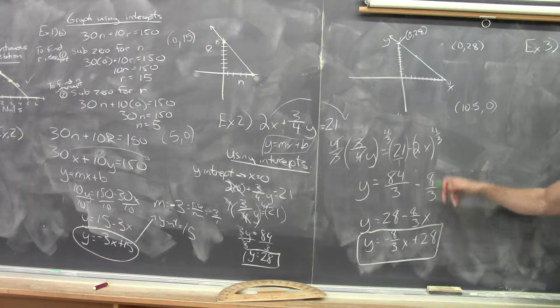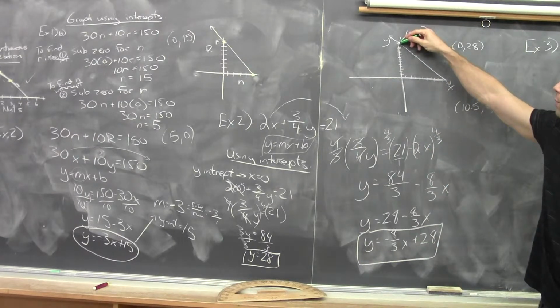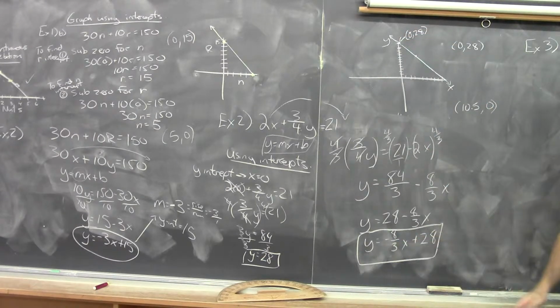We're going to verify that. Let's see if it's the same. My y-intercept is 28. Yep, sure enough, my y-intercept is 28. My slope is negative 8 over 3. So what does that mean, Kevin?